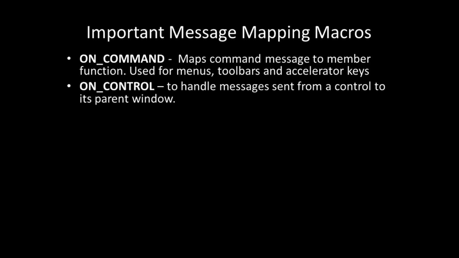ON_CONTROL is used to handle the messages which are sent from a control to its parent window. For example, I have a dialog. In the dialog, I have added many controls. I may have a button, I may have an edit box, I may have a combo box, right? So when these controls send a message to the parent window, that is the dialog, if you want to handle that message, we'll be using ON_CONTROL messages.